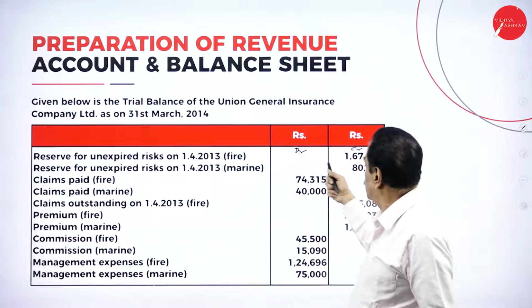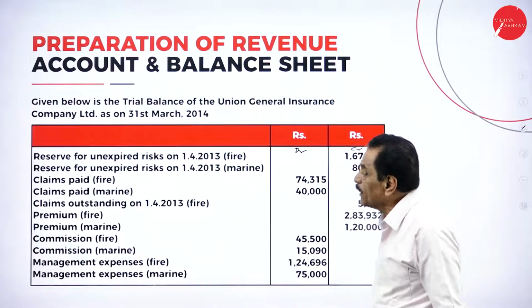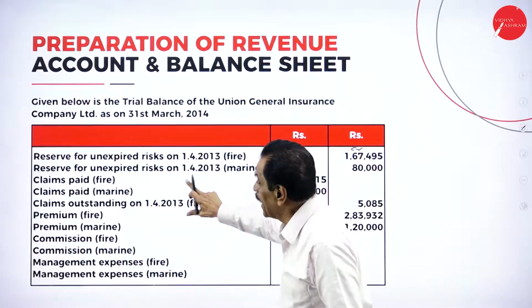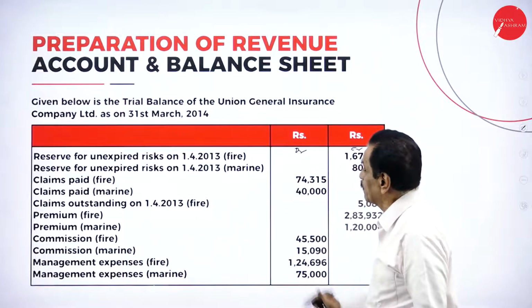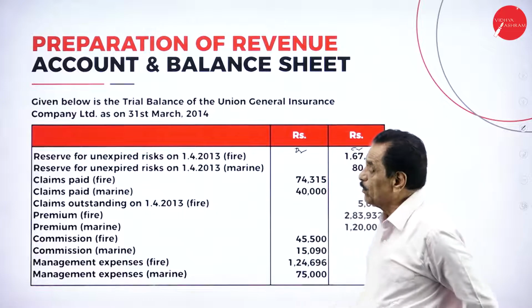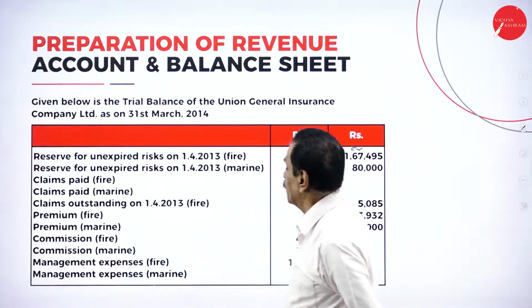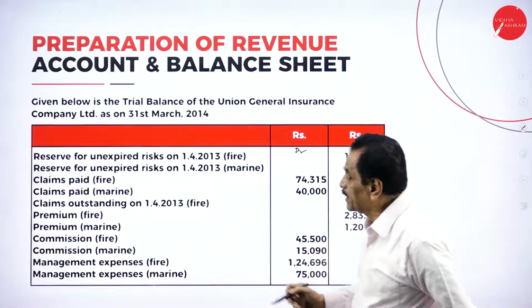Reserve for unexpired risk at the beginning of the year goes to schedule number 1. Beginning of the year should be added. Reserve for unexpired risk on marine, 1.5 on marine, should be added. Claims paid, schedule number 3. Claims paid in case of marine. Claims outstanding of 1/4 of the last year should be deducted.